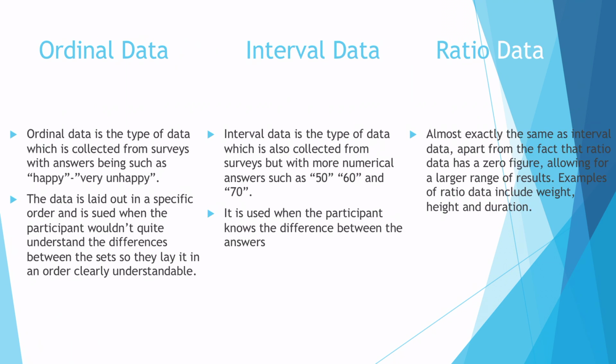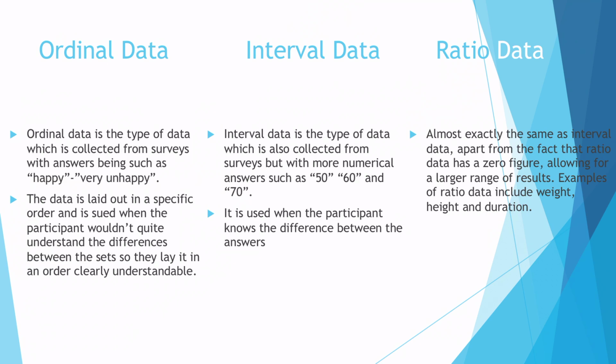Another type of data is ordinal data. Ordinal data is the type of data which is collected from surveys, with answers such as happy, ranging all the way to very unhappy. This data is where the answers of the survey are unclear between what ranges between them, so we don't know what ranges between unhappy and very unhappy in this instance.